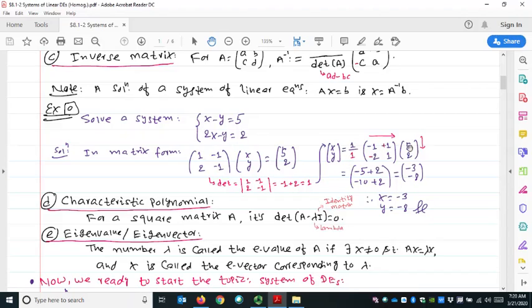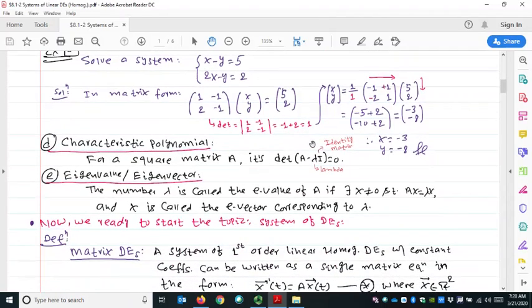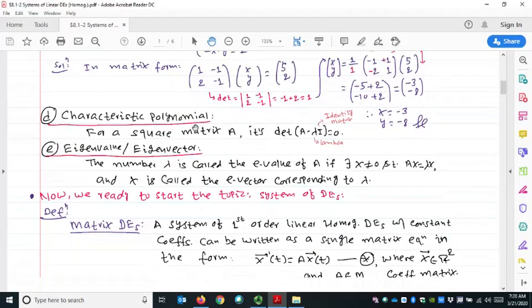Let's multiply these two matrices. Negative 1 times 5 plus 1 times 2. Negative 5 plus 2. Negative 2 times 5 plus 1 times 2. Negative 10 plus 2 equals negative 3, negative 8. So x is negative 3, y is negative 8. Great.